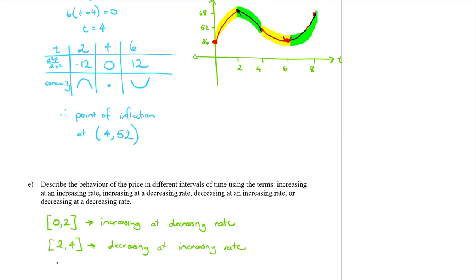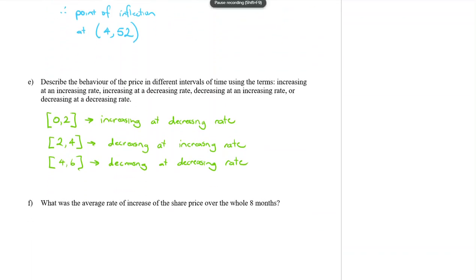Then the next section is from 4 to 6. That is a negative gradient, but it is getting shallower, so it's decreasing at a decreasing rate. And finally, the last section from 6 to 8 is increasing at an increasing rate.